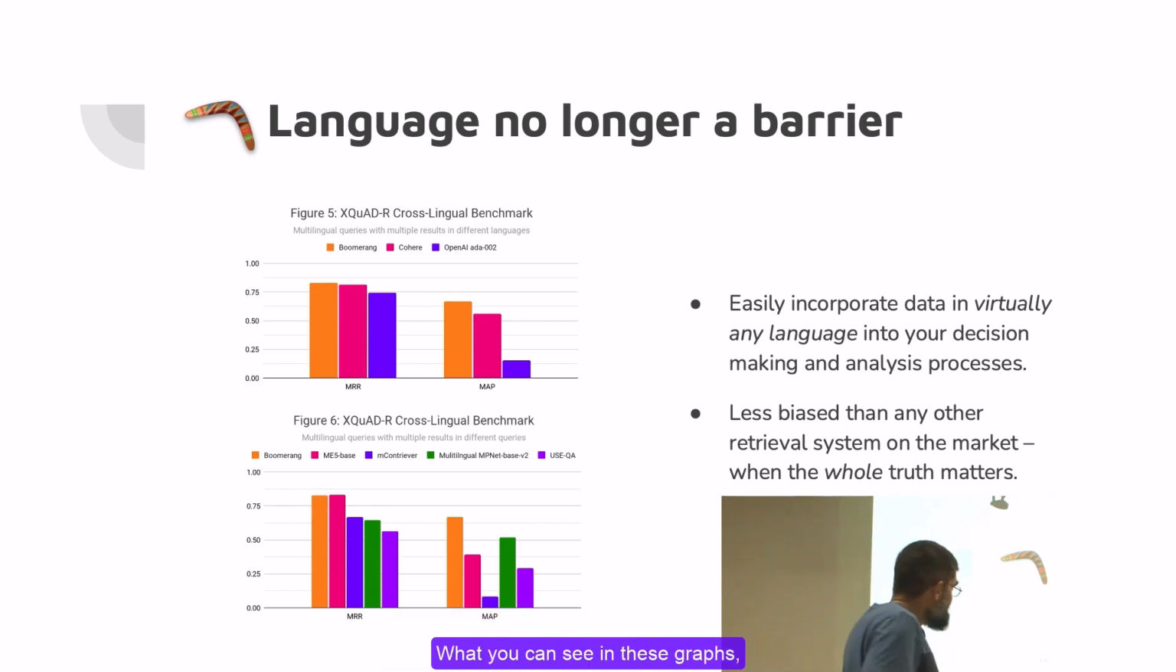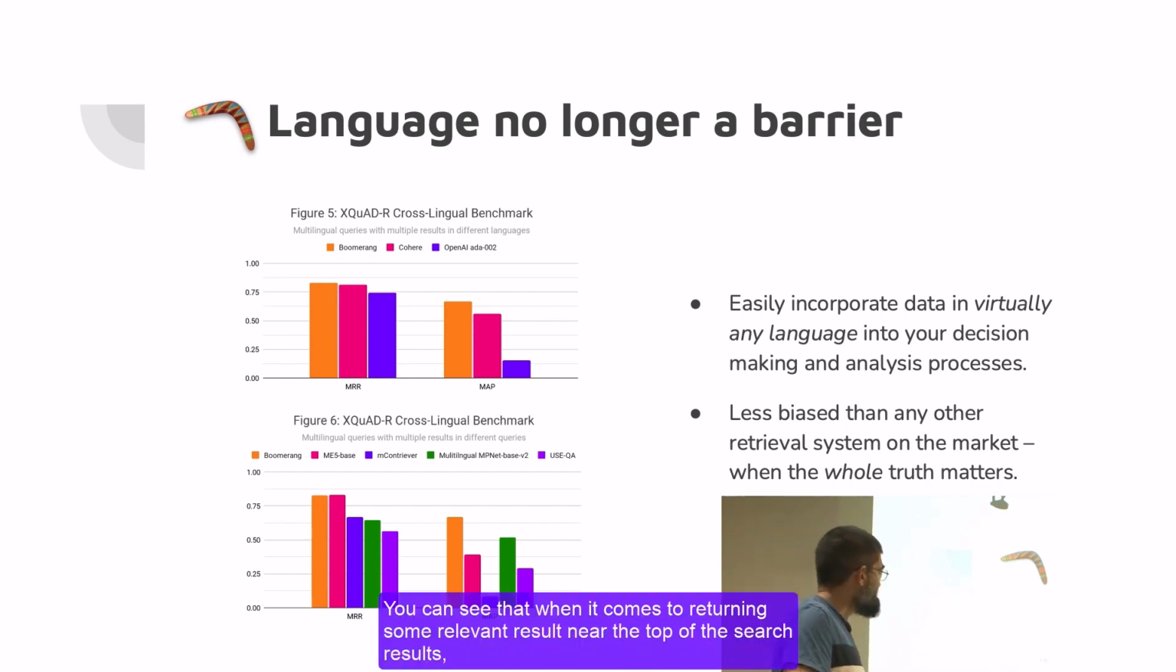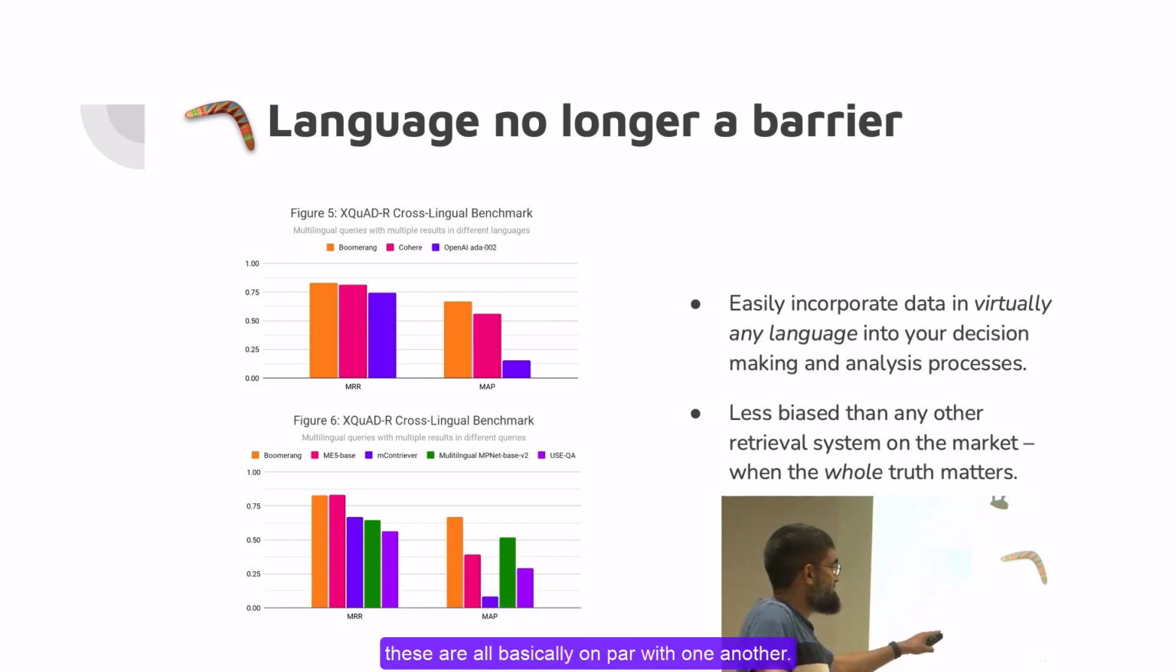What you can see in these graphs, actually, our new model, Boomerang, is this orange bar. Cohere is the red bar, and then OpenAI Ada 2. These are popular commercial embedding models. You can see that when it comes to returning some relevant result near the top of the search results, these are all basically on par with one another. These differences are not significant.